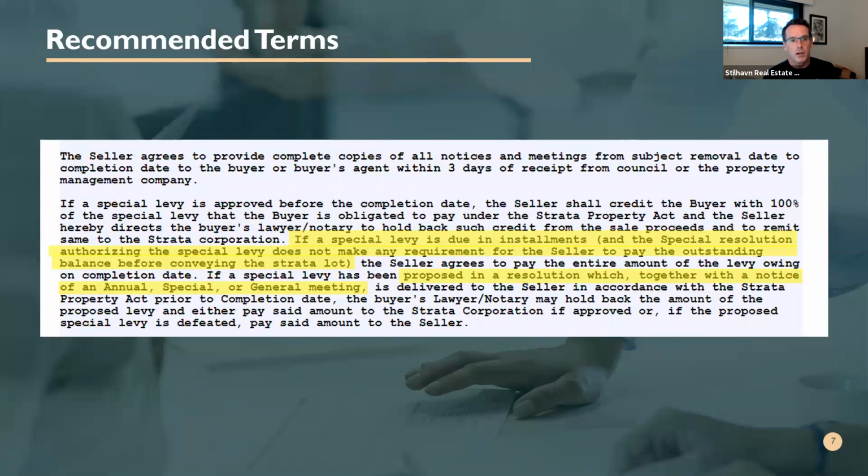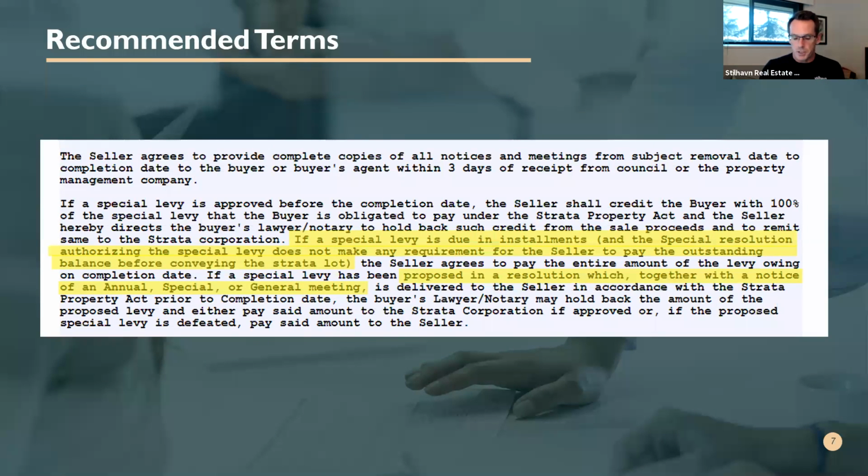This is the important part, and it doesn't happen often anymore, but it still does happen in some older stratas I've seen. If a special levy is due in installments, and the special resolution authorizing the special levy does not make any requirement for the seller to pay the outstanding balance before conveying the strata lot, often it will say that, but if it doesn't say that, then the seller agrees to pay the entire amount of the levy owing on completion date. And if it's been proposed in a resolution, so let me talk about that part first.